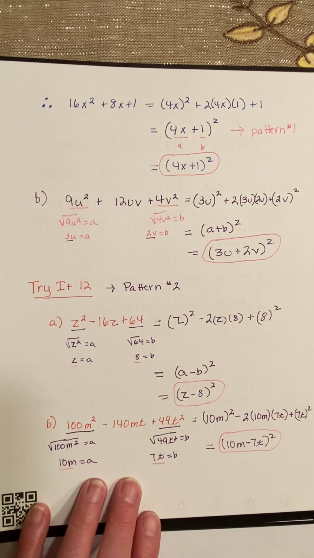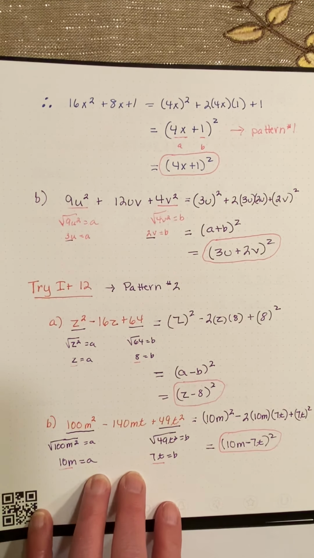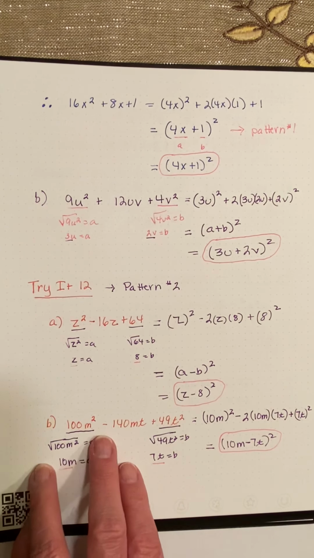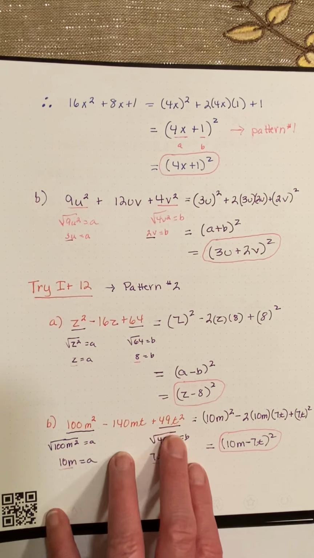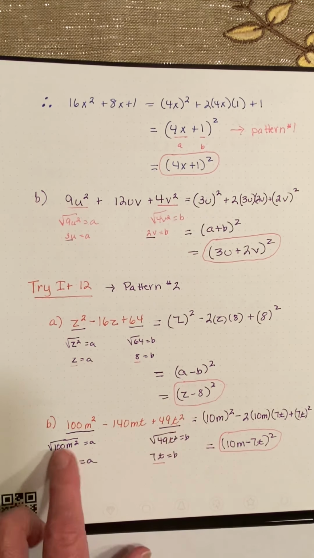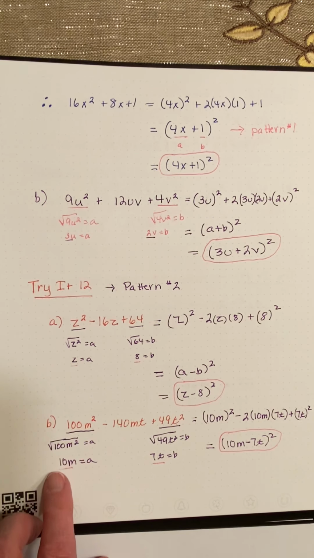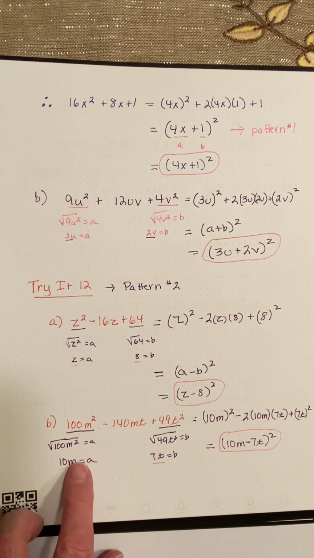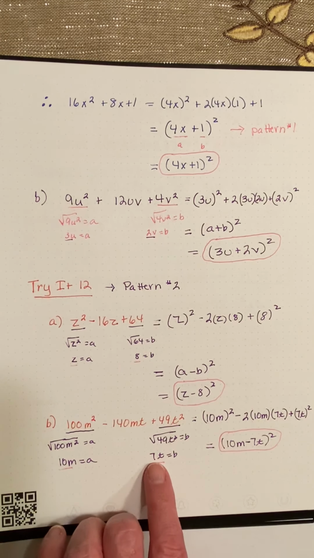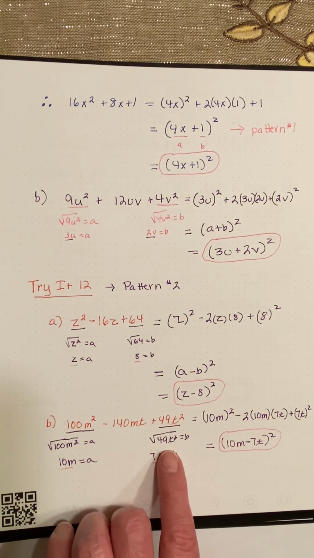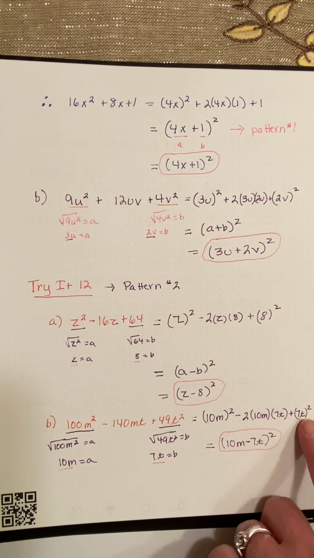One more example, following pattern 2, is letter B: 100m squared minus 140mt plus 49t squared. Again, the square root of 100m squared is 10m, so that's my a value. The square root of 49t squared is 7t. That's my b value. I plug it into the pattern.